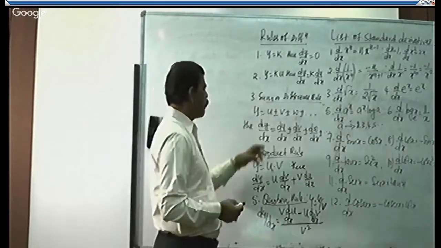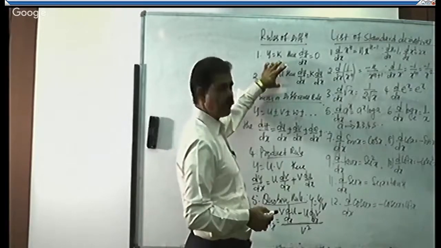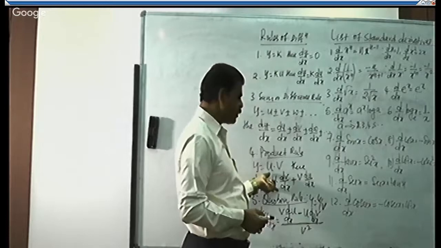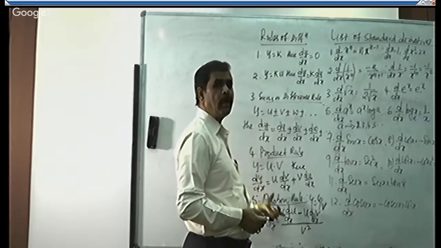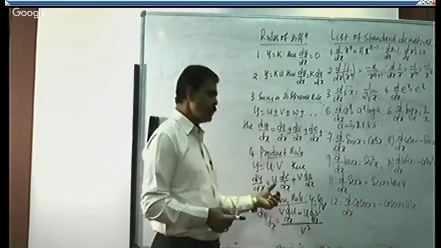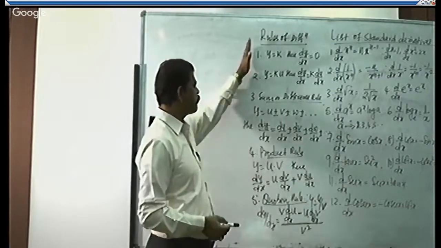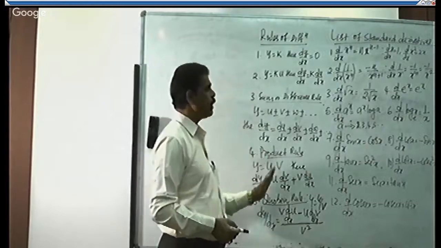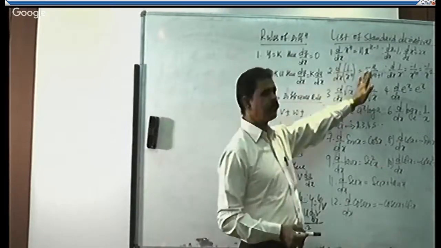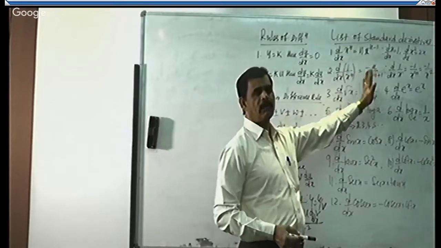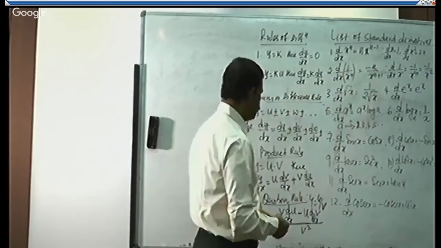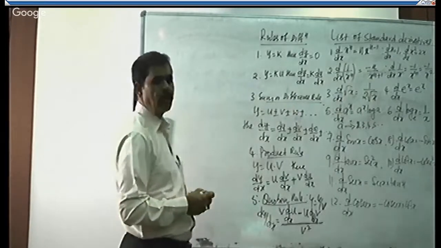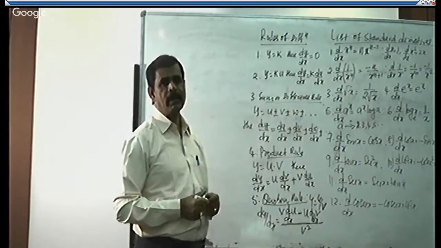So how we derived the sum rule? Constant into function. In the same way, we can also get this sum rule, product rule and quotient rule. Please carefully remember these rules of differentiation along with the list of standard derivatives. They are very, very important. Then how to use them for a given problem?